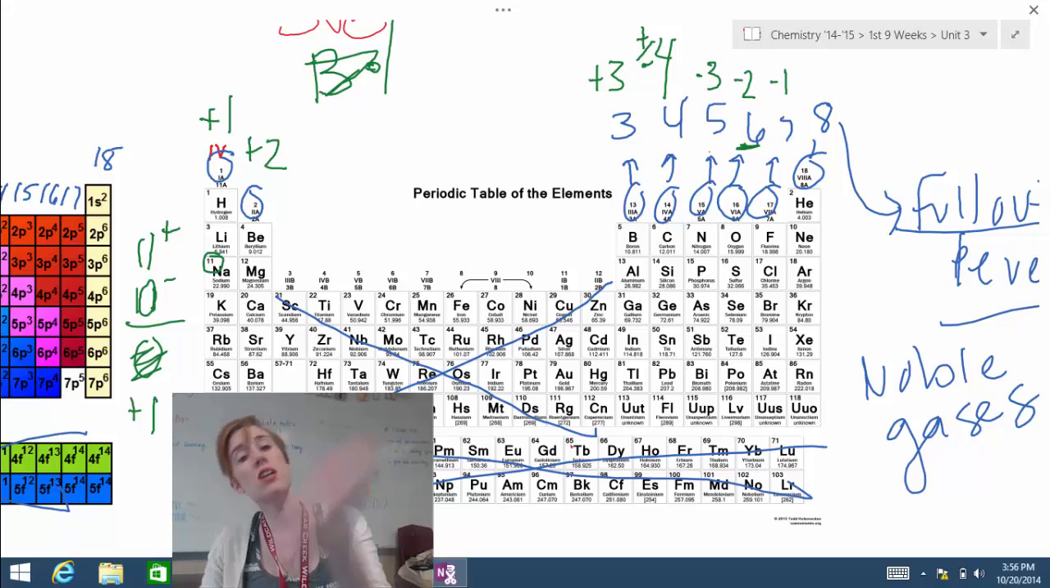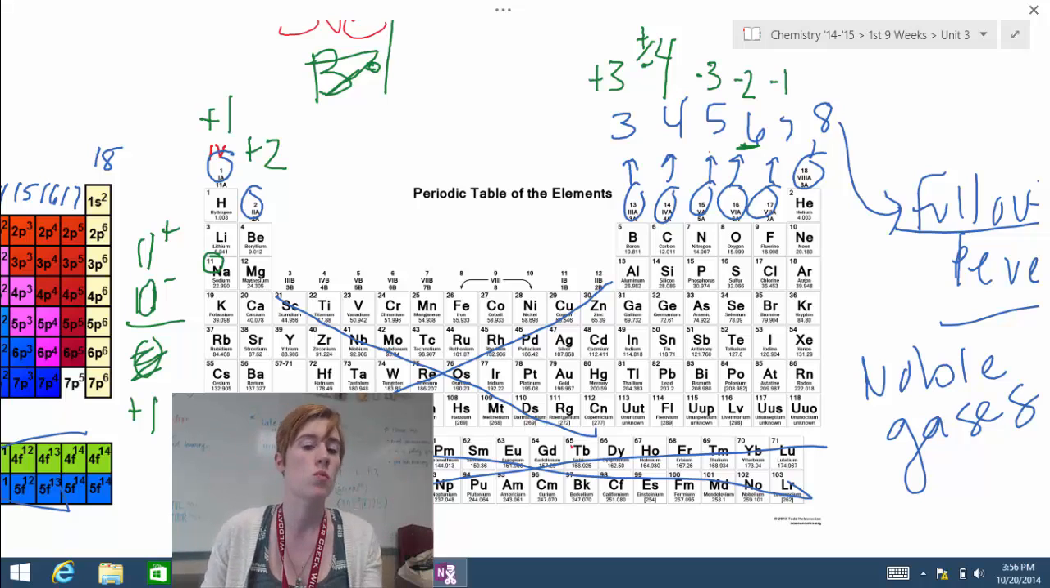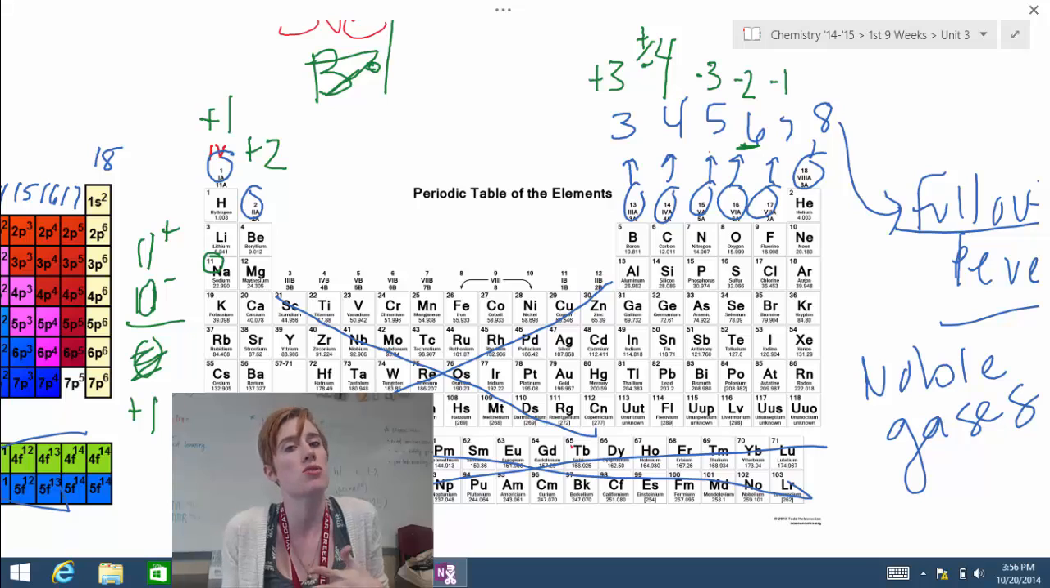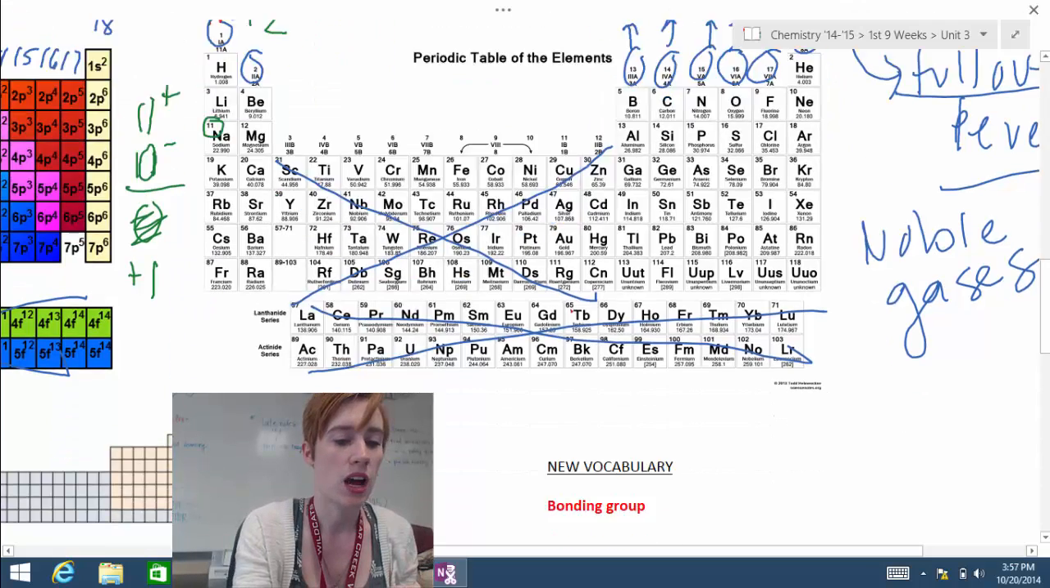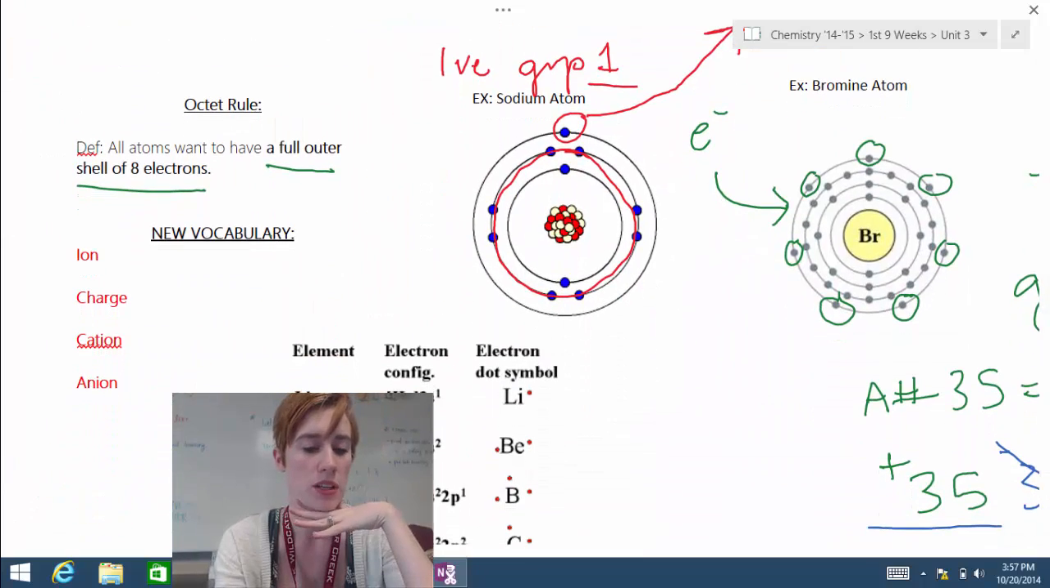Because if they steal 4 electrons, they'll be -4. But if they give their 4 electrons away, they'll be +4. So depending on the element and depending on the reaction, sometimes they'll gain 4 electrons, sometimes they'll give the 4 electrons away. Last thing I want to teach you guys are Lewis dot diagrams, and then I'll talk about vocabulary.